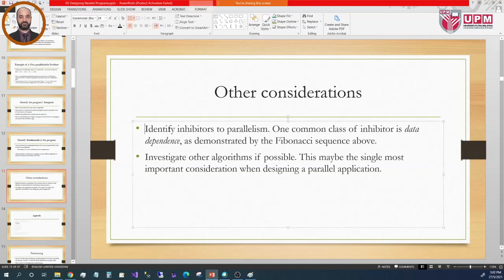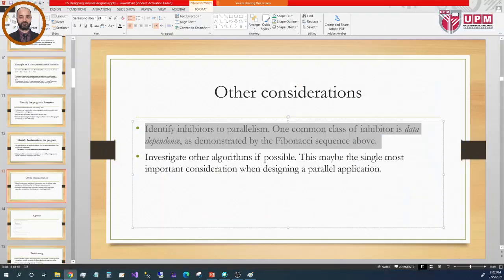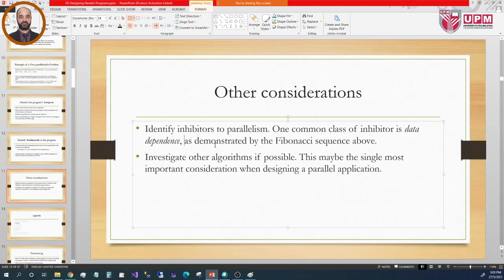One common class of inhibitors is data dependence. So you have to find if the data is dependent on each other, like what happened in the Fibonacci sequence. That means there is no point, because the dependency of data on each other will not allow you to make things parallel. So this is what they call inhibitors. In this case, the dependency of data is the inhibitor.